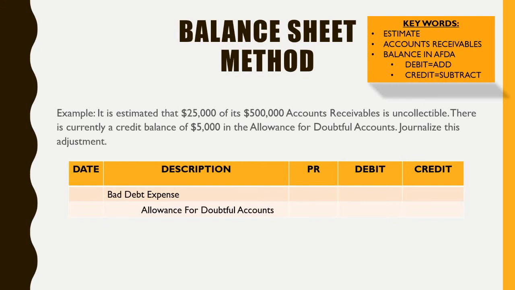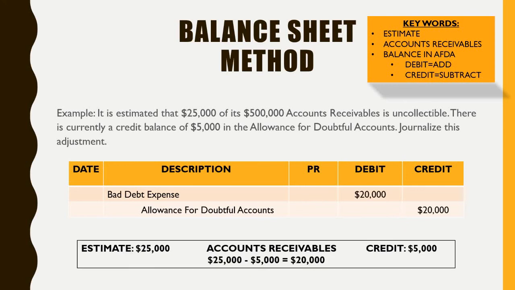If I'm already on the right side, 5,000, this is where it tells you that if you have a credit balance, you're already on the right side. How many more to the right do you need to go to equal 25,000? Simple answer: you subtract those two numbers. 25,000 minus 5,000 gives you 20,000. And that's how you solve for the first one, which is the bad debt expense using the balance sheet method. Any questions so far?